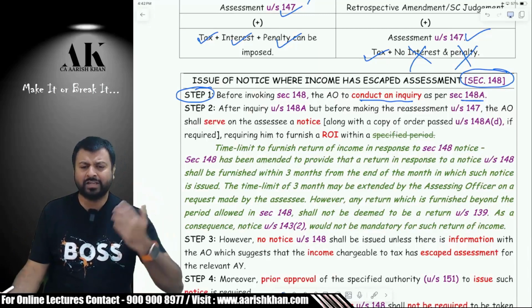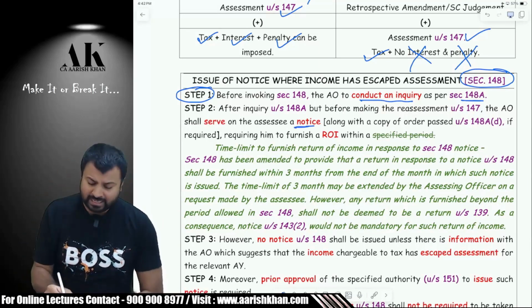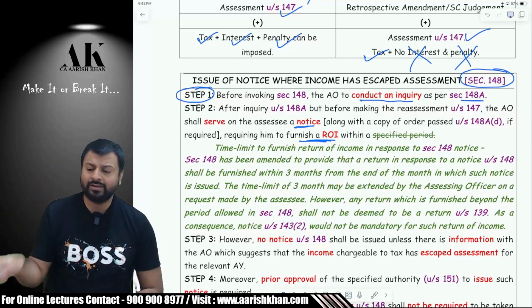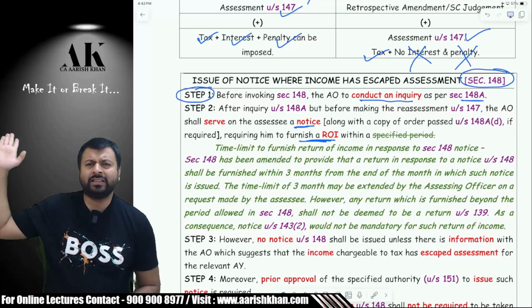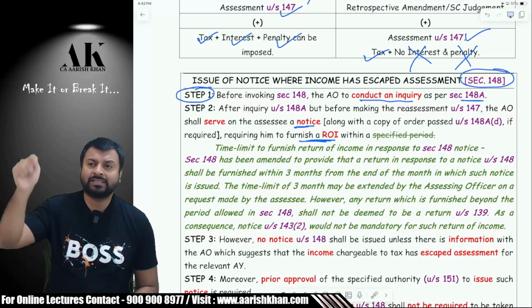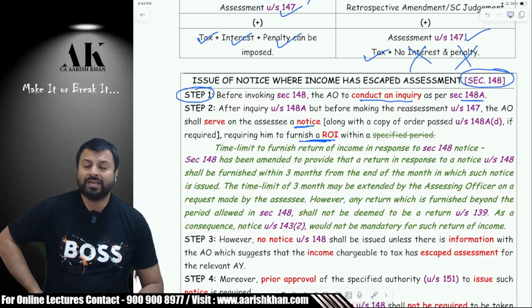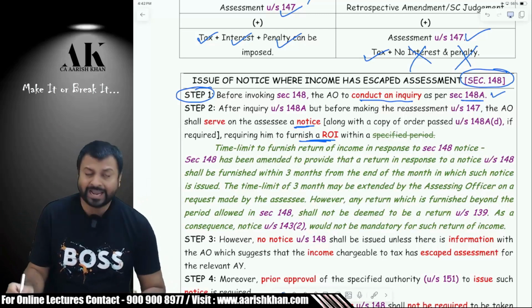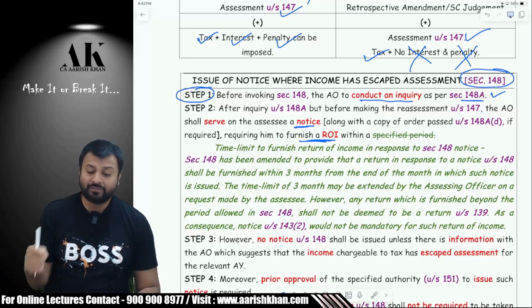So what is 148? 148 is nothing but a notice served on the assessee requiring the assessee to file the ROI, telling the assessee that you have to file the ROI now. The assessee will say that I have already filed the ROI for the earlier year. Now the department is saying that you have to again file an ROI as per section 148. But before sending this notice, again I am saying, the department has to conduct an inquiry under 148A.